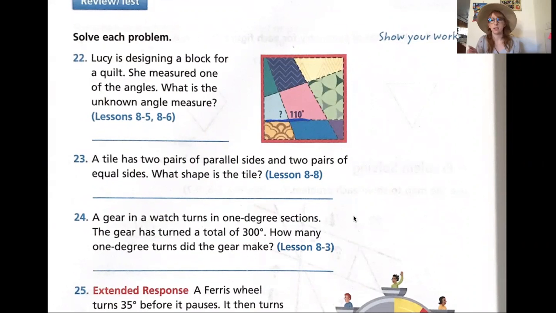So we know that that straight line is 180 degrees. We're taking what we know, 180 degrees, and we're going to subtract the other part that we know to find our unknown. So we say 180 degrees minus 110 degrees equals x. X equals, and when you do your subtraction and double check your work, you should get 70 degrees.